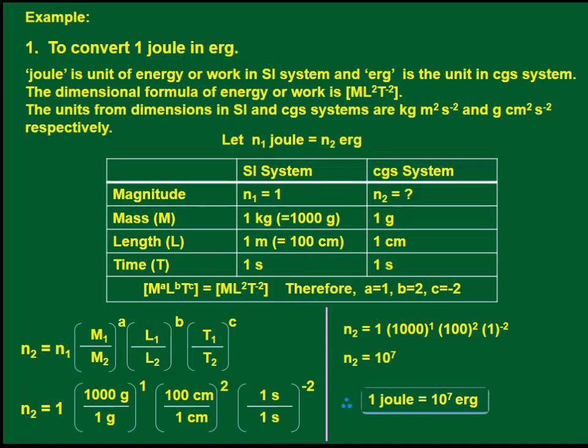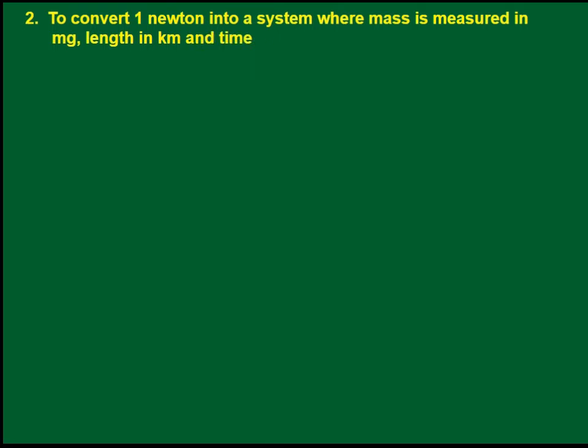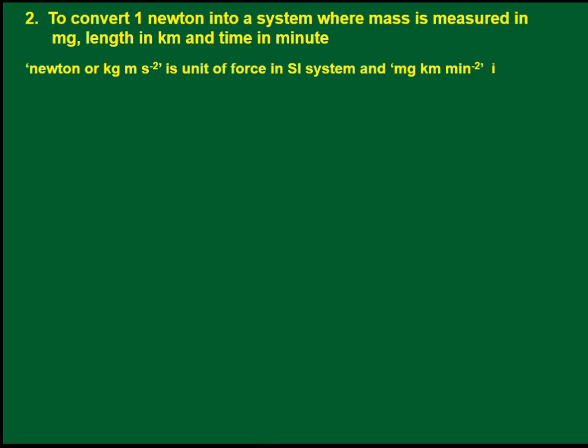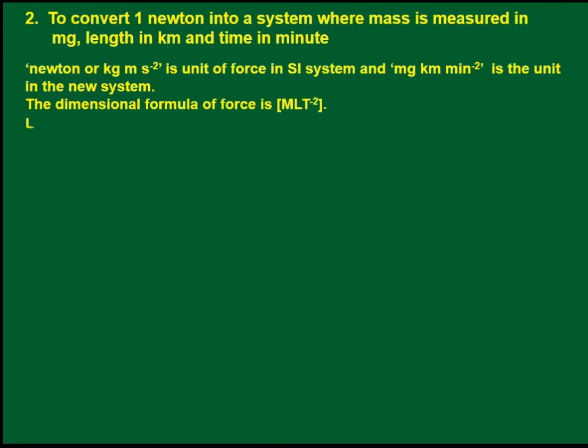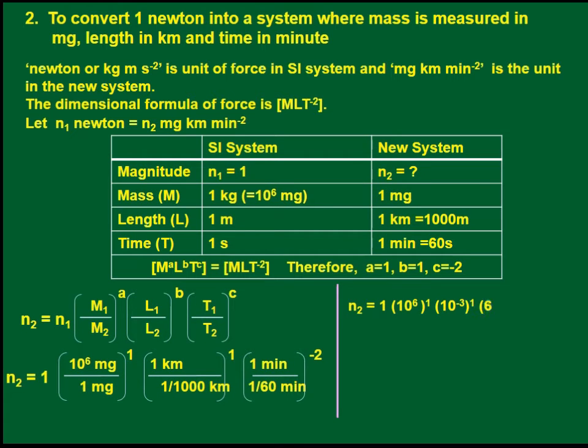So here a would be equal to 1, b equal to 1, and c equal to minus 2. In the SI unit system n1 is equal to 1 because that is what is asked, 1 Newton. Then mass is 1 kg, length 1 meter, and time 1 second respectively. Now in the new unit system, mass is 1 milligram. Here you remember that a larger unit has to be converted into a smaller unit.